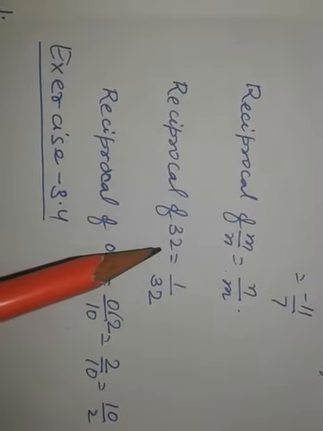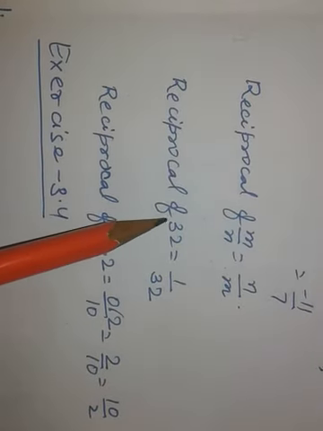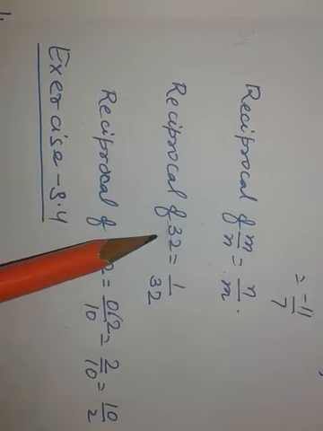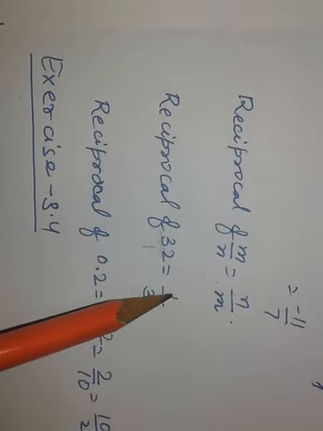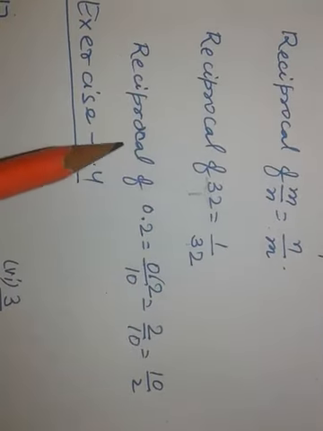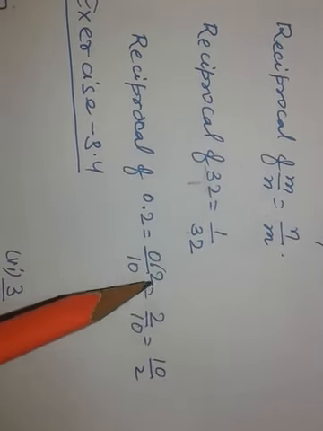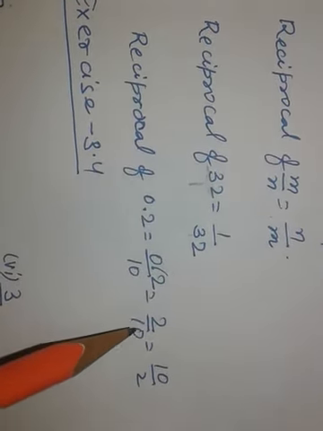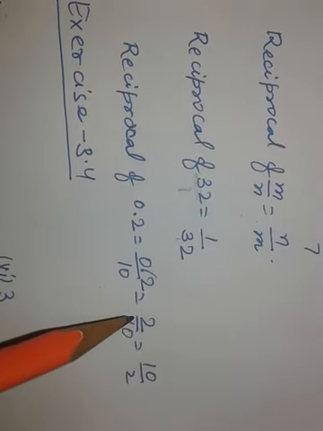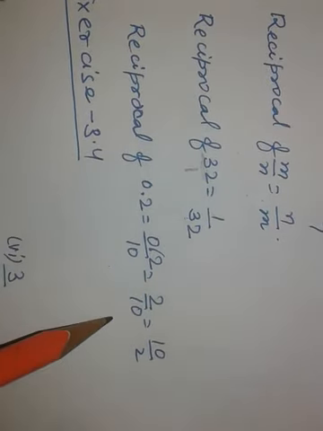Reciprocal of 32 is 1 by 32. Why? Because if there is no denominator, then the denominator is 1, so it becomes 1 by 32. Reciprocal of 0.2: we can write this decimal as a fraction, 2 by 10. Then the reciprocal of 2 by 10 is 10 by 2. So like this you can go.